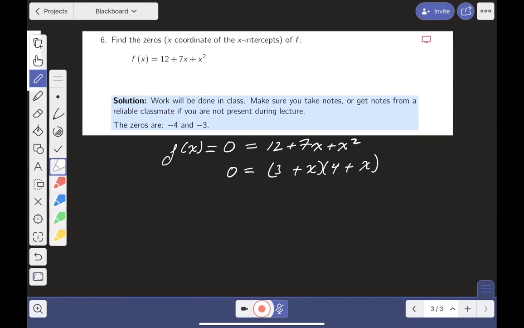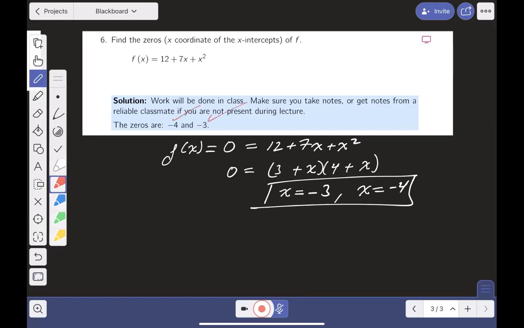X equals minus 3. That's the first factor. That's when it becomes 0. And the second factor becomes 0 when x equals minus 4. Look at the answer key. Minus 4, minus 3. Looking good. Let's go to 7.